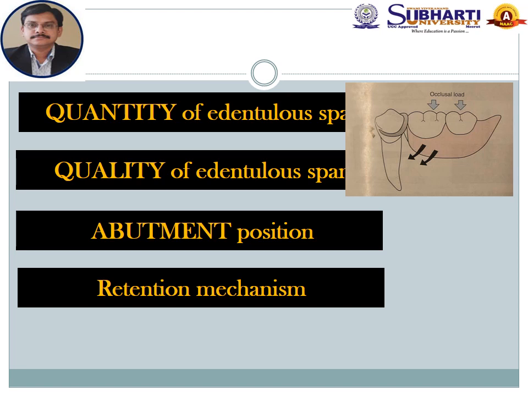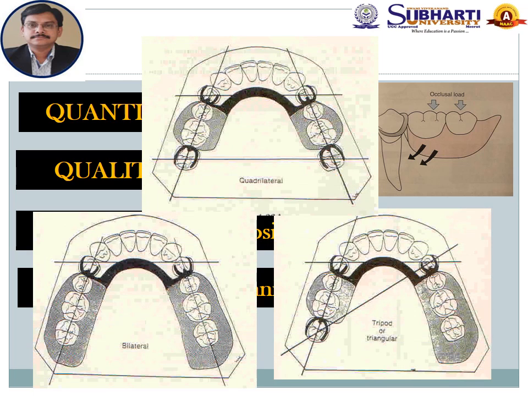It is just like a shock absorber. At the same time, underlying bone, whether it is cortical or cancellous or a combination. If it is pure cortical bone, then it can take up the maximum amount of load without transferring it to the adjacent structure. Third is abutment position.